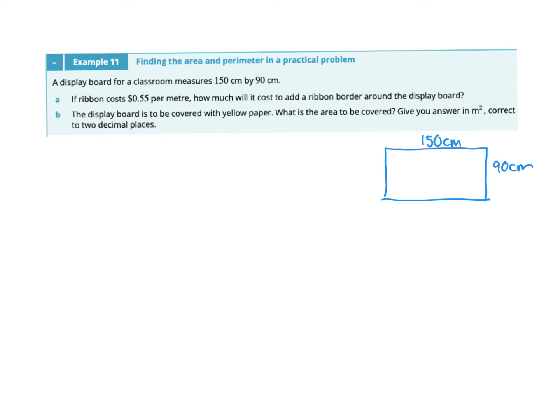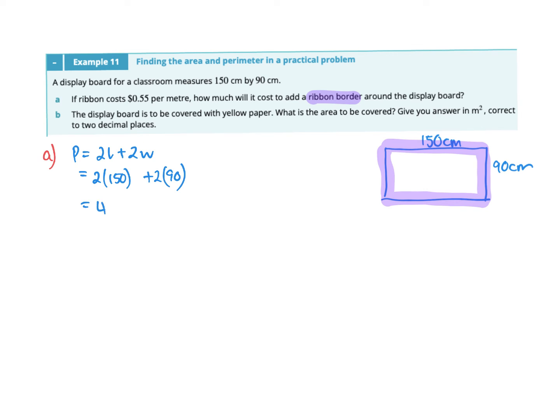So what you're going to do is you're going to add ribbon. So really, you're finding the perimeter there. So you need to know what the perimeter is. So off we go. We're going to find the perimeter of a rectangle. So the perimeter of a rectangle is 2 lengths plus 2 widths. So this one will be 2 times 150 plus 2 times 90, which will equal 480 centimeters.